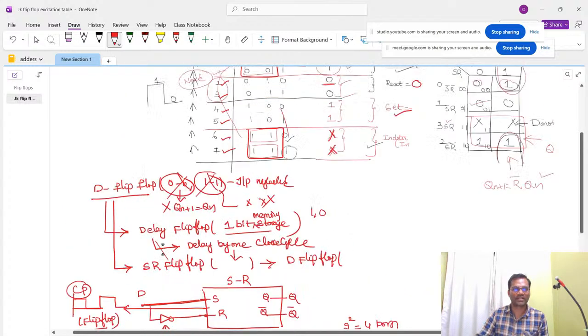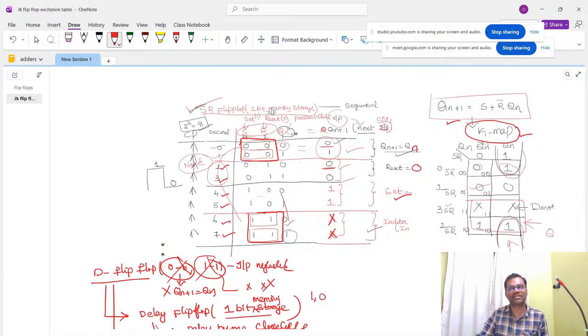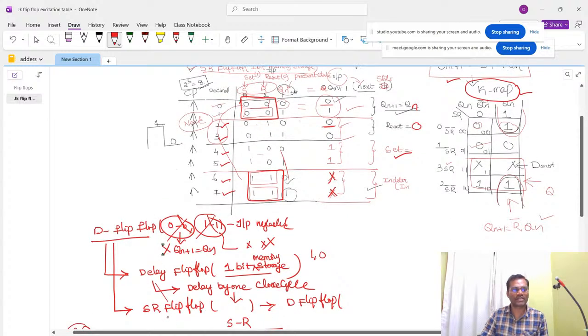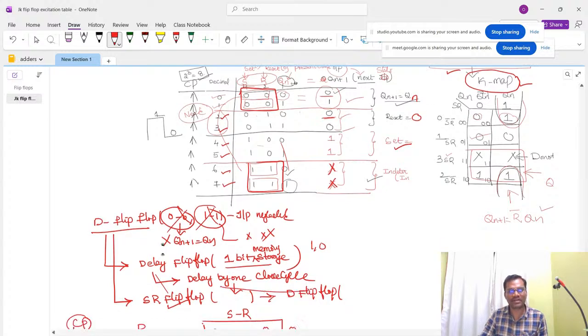Actually we are having an SR flip flop. In this SR flip flop, the 0 0 input and 1 1 input are not needed for a flip flop to work. So we will eliminate these two, and the modified SR flip flop is called a D flip flop. D flip flop is a type of flip flop where the name D means delay. How much delay? It is delayed by one cycle.